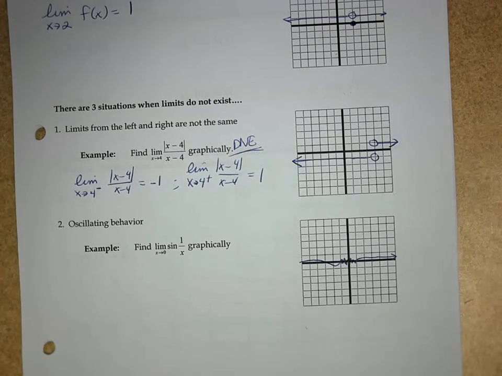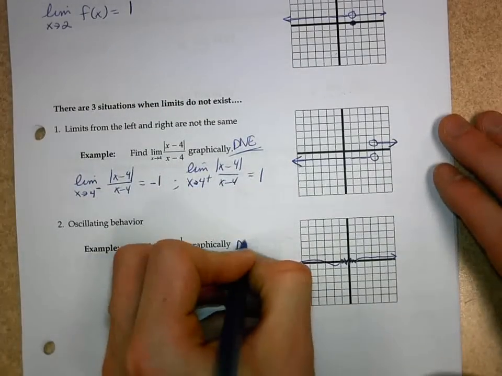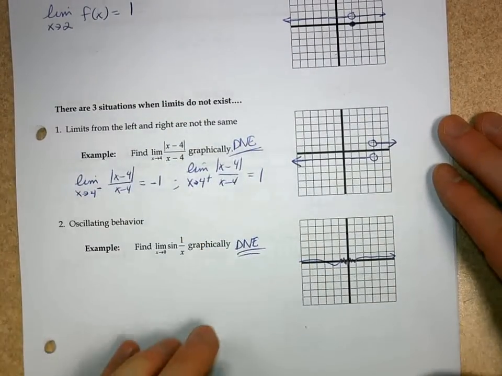When I see all that squiggly stuff in the middle, that's oscillating behavior. And if I keep zooming in, no matter how many times I zoom in on my calculator, I'm just going to see more and more lines going back and forth. I never converge, or I never come to a specific point that I can find a limit of. So anything that's got these squiggly oscillating lines, we're going to have a limit that does not exist.